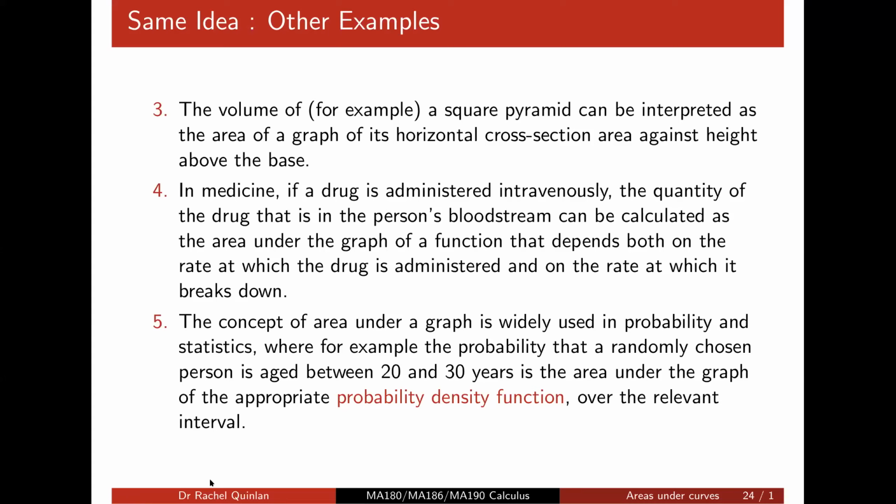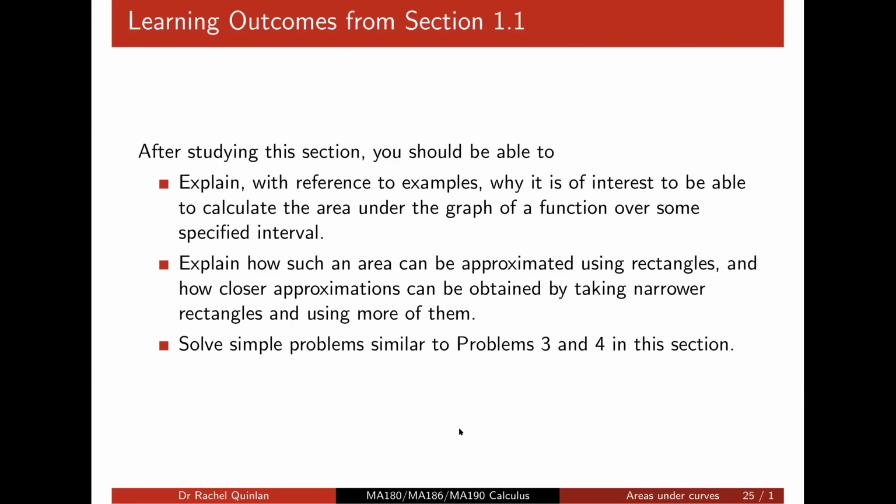Okay, so those are just some examples. And again, we're not really going to go into these examples in detail. I'm just trying to give an impression that this is not something that's purely of theoretical interest. Okay, that's the end of the first section of the lecture notes. And so what I hope you might take away from this section would be an idea of why it's of interest to be able to calculate the area under the graph of some function over some specified time interval. And secondly, maybe to explain how such an area can be approximated using rectangles, using these vertical columns that we talked about yesterday.